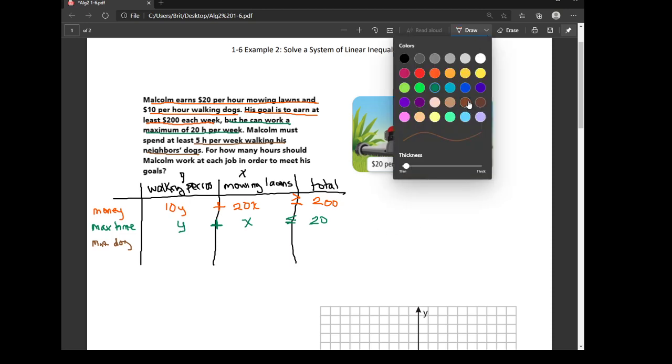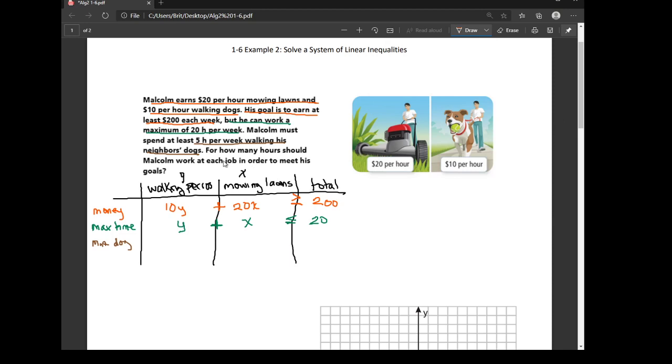So then he has an agreement with his neighbor, right? That's the brown sentence. And he says that he needs to spend at least 5 hours per week walking the dogs. Okay, so we know he's at least spending 5 hours here. Now, we don't have anything about mowing lawns in this sentence, so we're not going to put anything there. Okay, it's essentially just a 0.